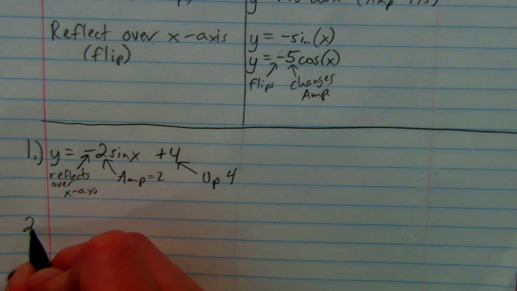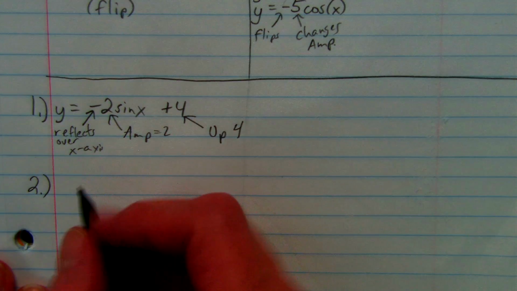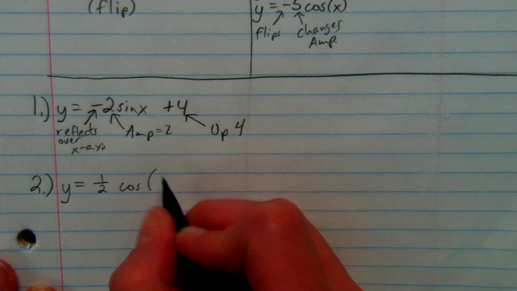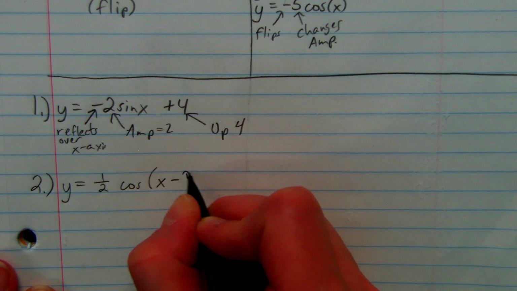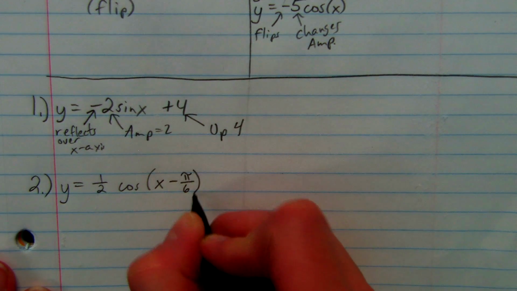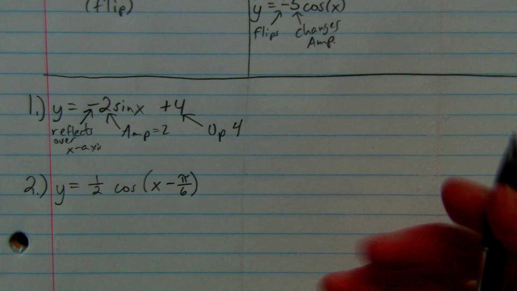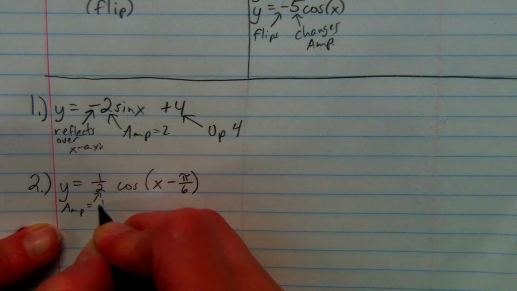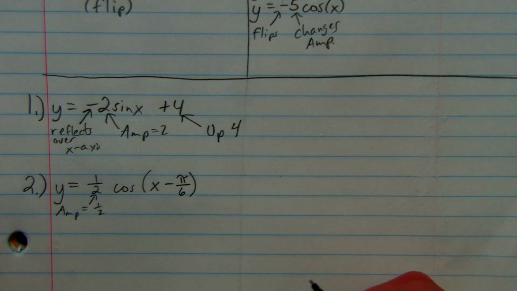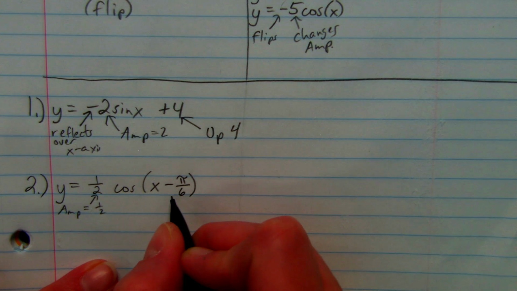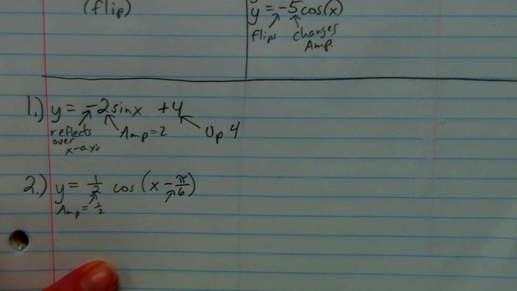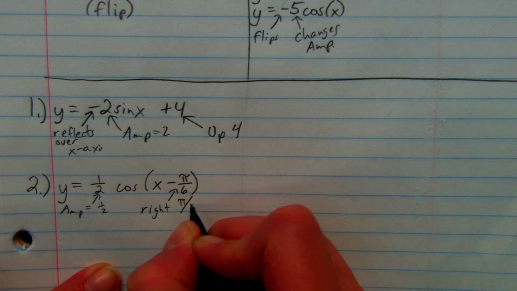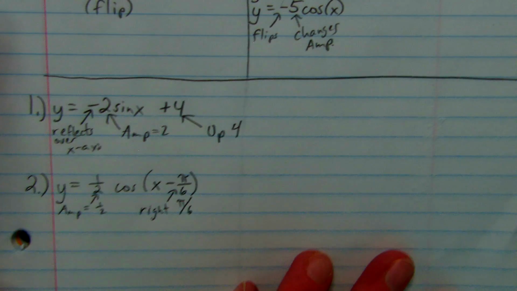Okay, and then let's say I have, for the next one, y equals 1/2 cosine parentheses x minus pi over 6. So there's a couple of things going on here. The 1/2 changes your amplitude. It makes your amplitude 1/2. You could call it a vertical compression if you wanted to. What happens when I put the minus pi over 6 inside the parentheses? Okay, so it moves it right pi over 6. And that's the one we said was kind of backwards. Minus is right and plus is left.